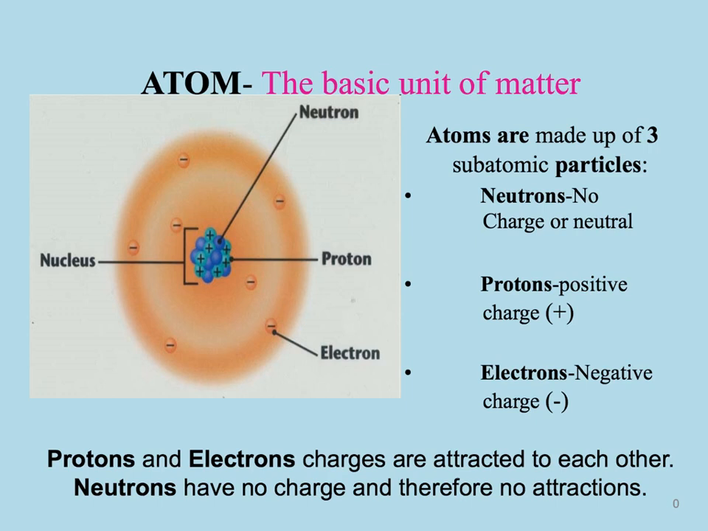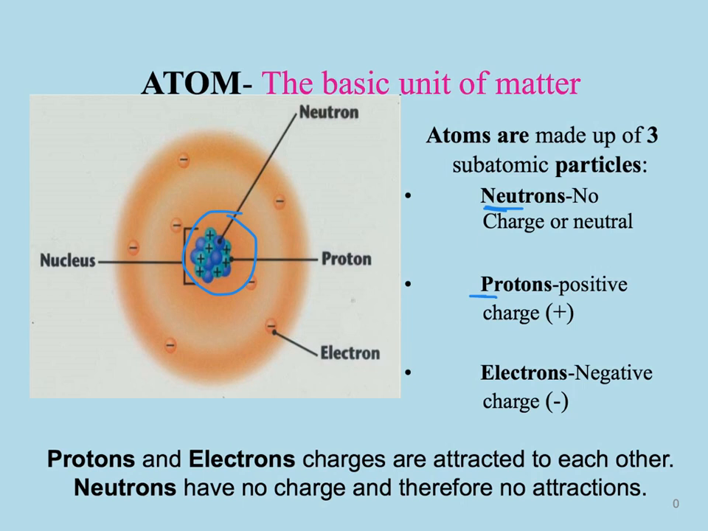The first of these is the neutron. An easy way to remember that is to underline the first 3 letters of neutron. Neutrons are neutral. They do not have a charge. They are located in the nucleus of an atom. Protons are positively charged, and they are also located in the nucleus of an atom. A way to remember protons is just remember P for positive.